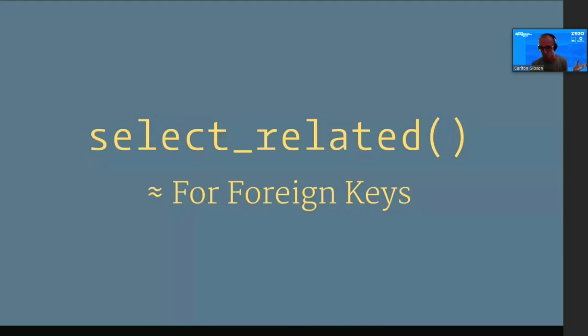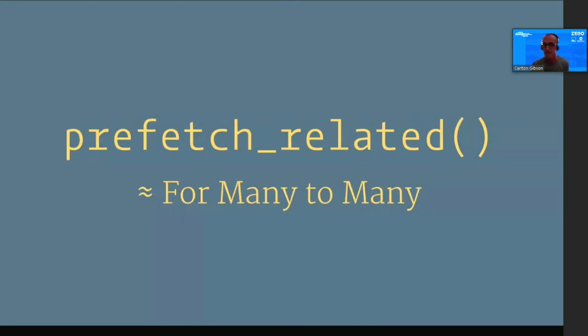Select related, which is more or less for foreign keys, and prefetch related, which is for many to many. Both of these allow you to say, hey, I'm going to want that later. Please go and get it for me now so that we don't have to go back to the database next time. I'm not going to focus on the details of these. There's lots of good stuff out there about select related and prefetch related, not least in the Django docs query set reference that goes into some detail.